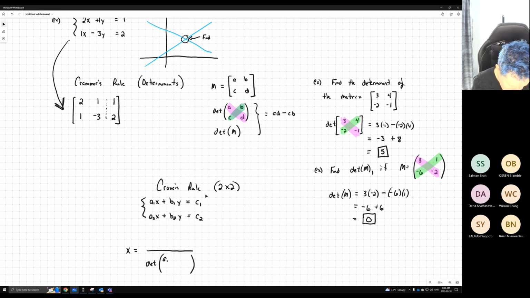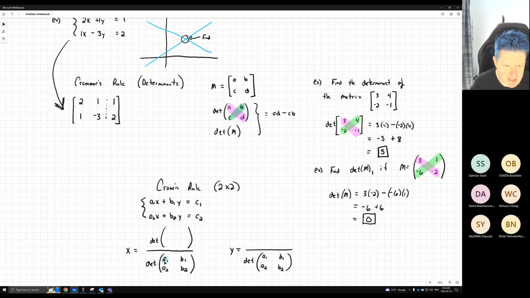of A1, B1, A2, B2. That's your denominator for your x value. It is also the denominator for your y value. The numerator is found by replacing the x column coefficients of the denominator with the right-hand side. So I'm looking for x, so I'm going to replace the A1 and the A2 with C1 and C2.